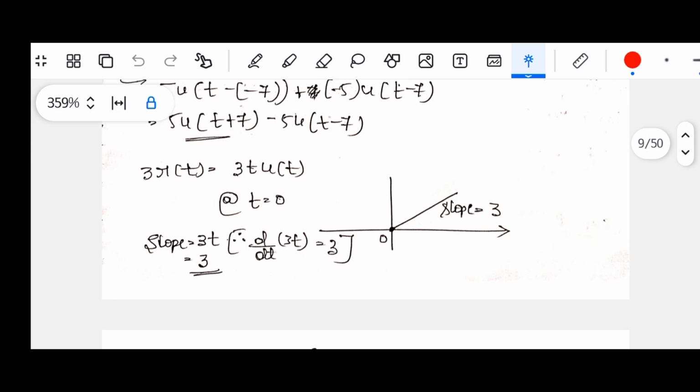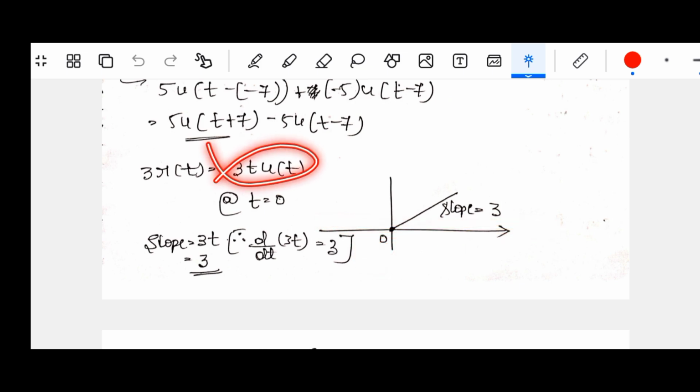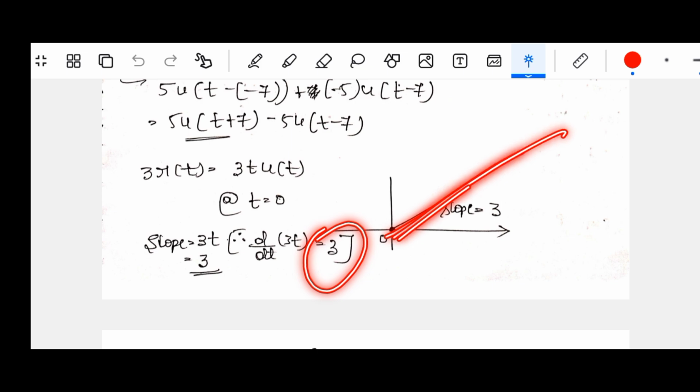3 into r of t is equal to 3t into u of t, starting at t equal to 0. So at t equal to 0 we have to plot. Differentiate the above equation. Differentiation of 3t will be 3. Therefore the slope will be 3.